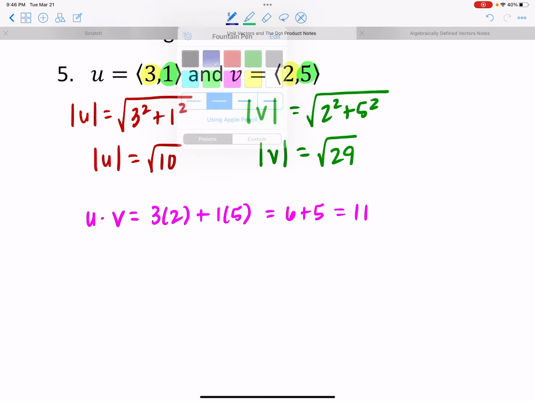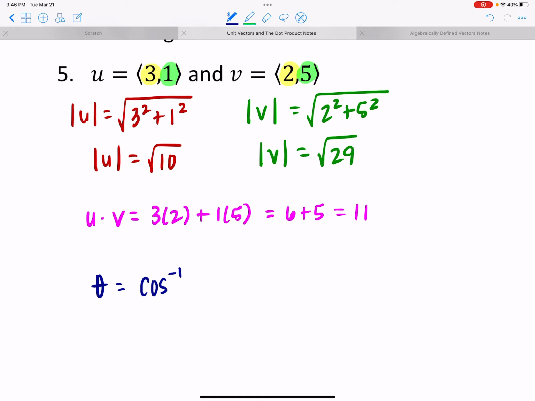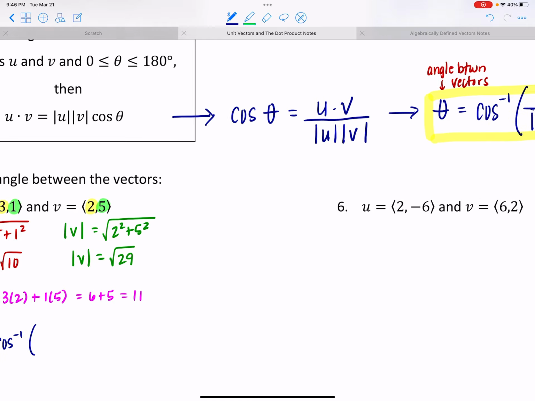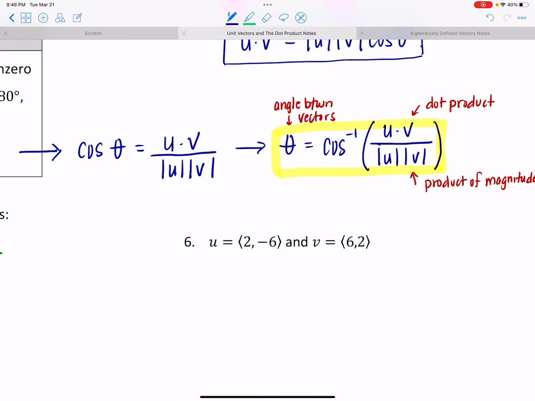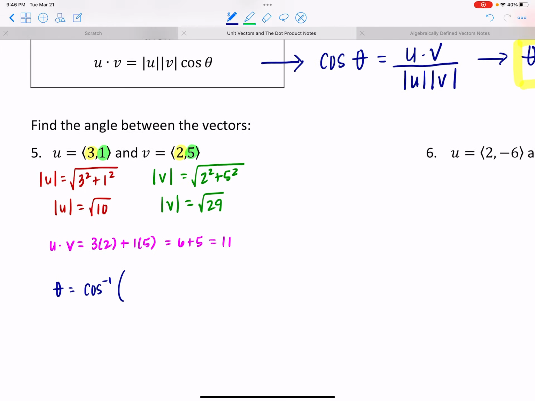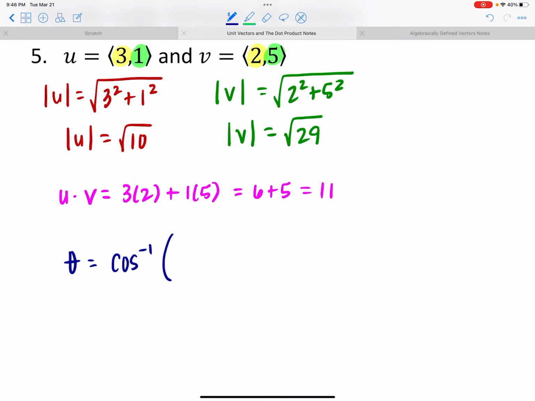So the new version of the formula is that the angle is equal to the inverse cosine of a fraction. In that fraction, the numerator is the dot product, and the denominator is the product of the magnitudes. So in the numerator, my dot product of 11. In the denominator, the product of my magnitudes, which would be, actually, let me color code this.